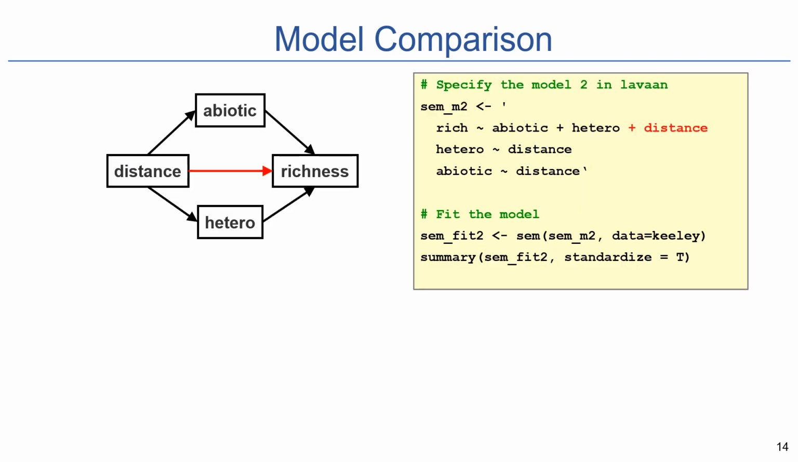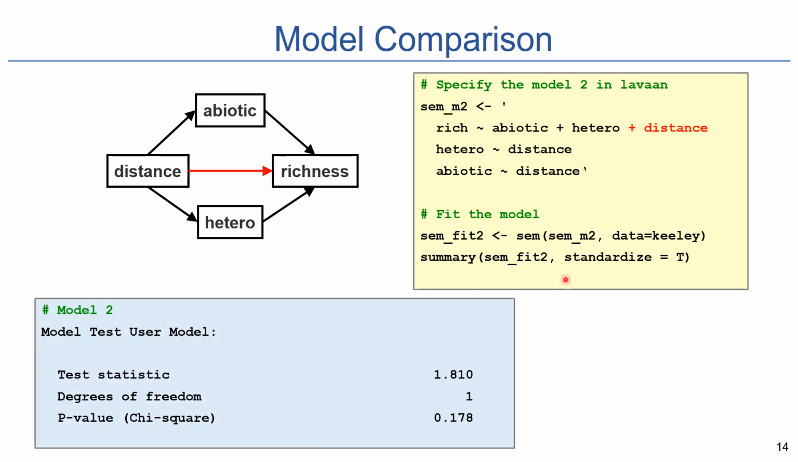So here I fitted model 2, which includes the additional link from distance to richness, and we fit our model and we want to extract the results. And here are the results. If you compare them to model 1, you will see that our model strongly improved. Our chi-square statistic and the p-value are strongly significant, meaning that adding this one link to our model made a really big difference.